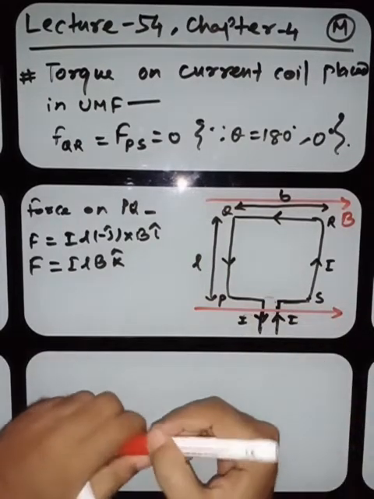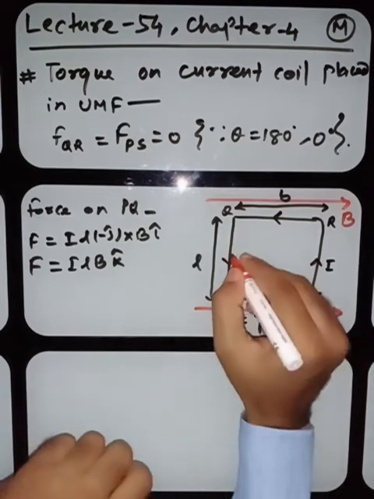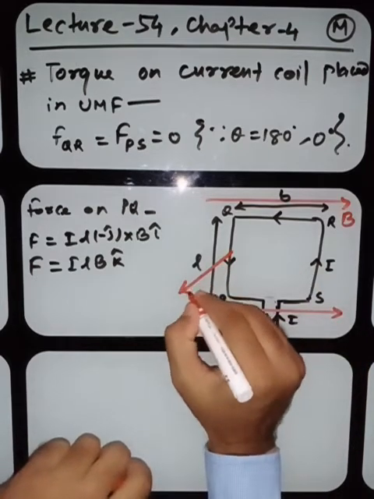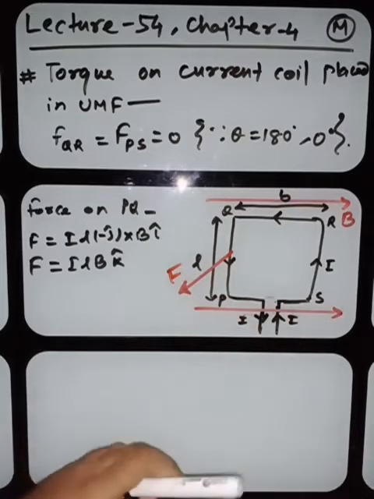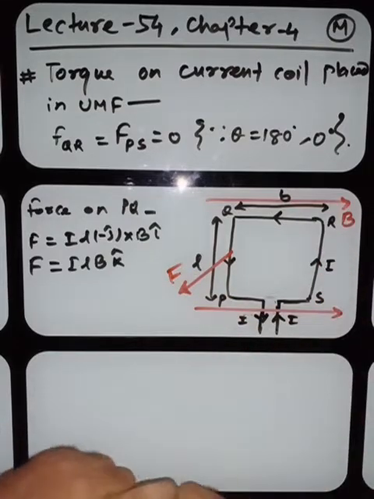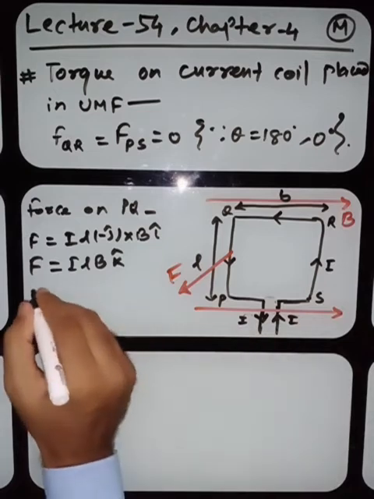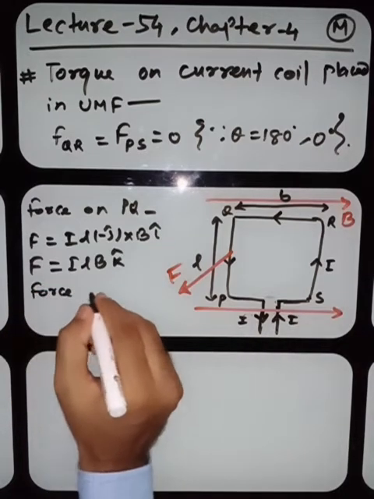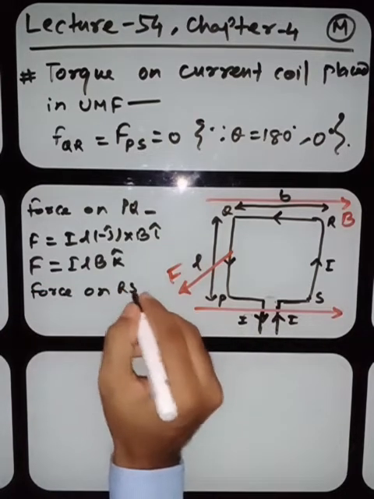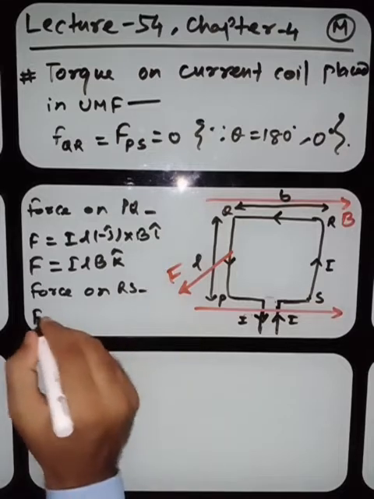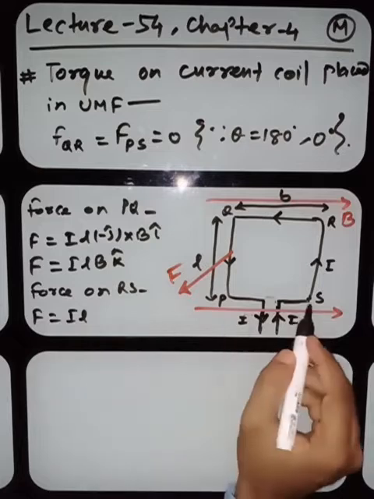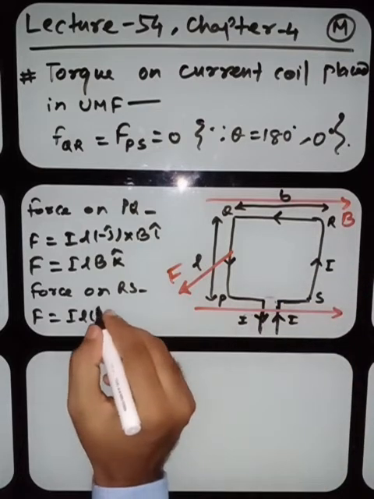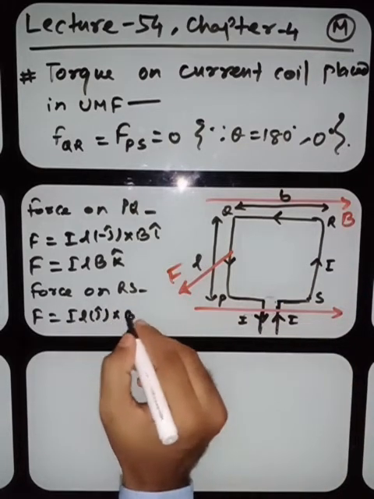Represent the direction of force. This coil is experiencing the force in this direction. Okay, yes. Now force on this arm, that is RS. Force on RS. Again here the F is I L, direction it is J cap, cross B, again I cap.